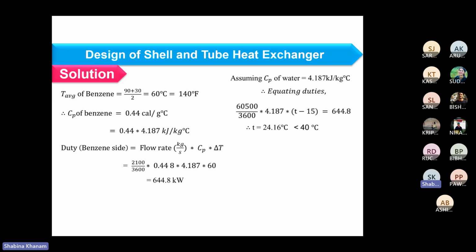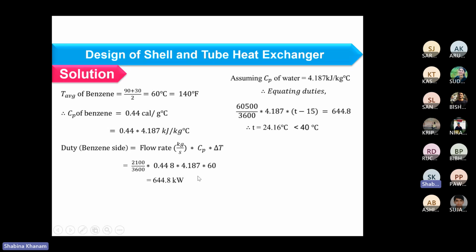Okay. And now I am having the specific heat, inlet and outlet temperature, and flow rate of benzene. So heat duty we can calculate for benzene. This is 21, this should be 21,000. Yes, be 21,000. Please correct this.